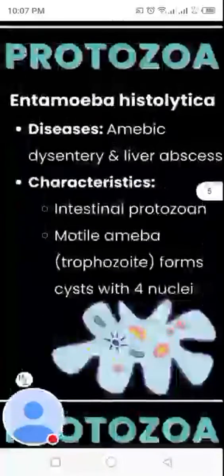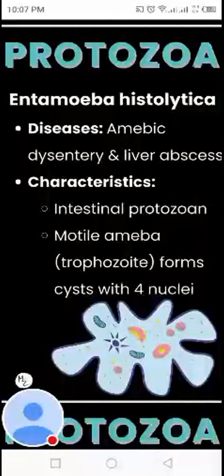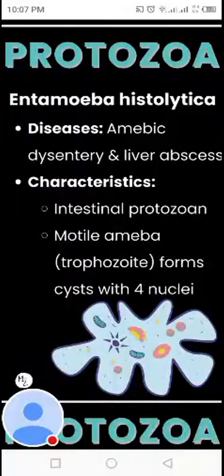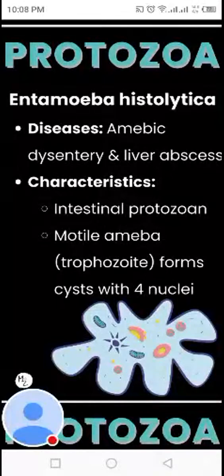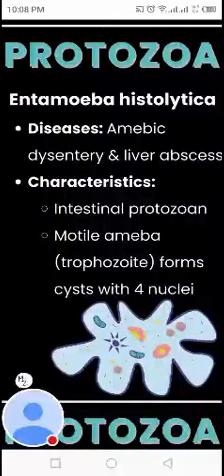That is Entamoeba histolytica. So now we are going to officially start the topic of today's session. Entamoeba histolytica is responsible for causing two major diseases. The first one is amoebic dysentery, and the second one is amoebic liver abscess. We'll talk about these diseases in detail in the pathogenesis section, but now we're going to talk about the characteristics of Entamoeba histolytica.